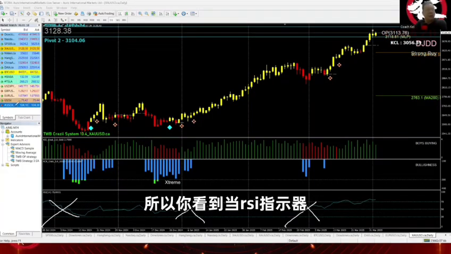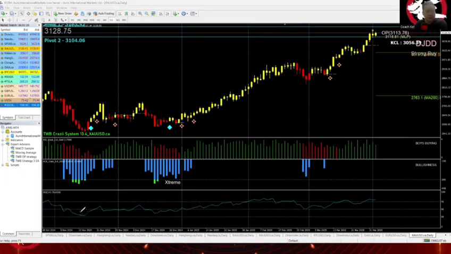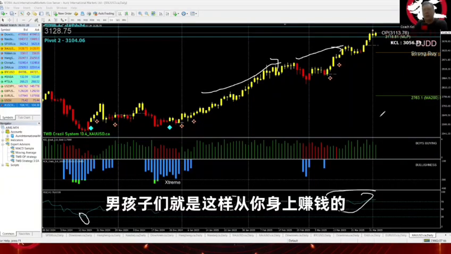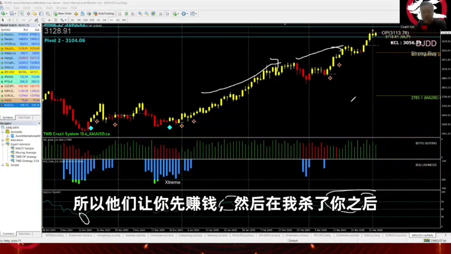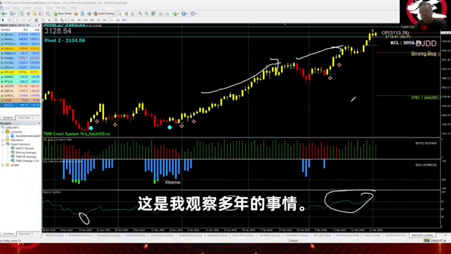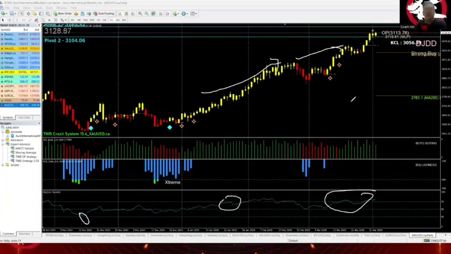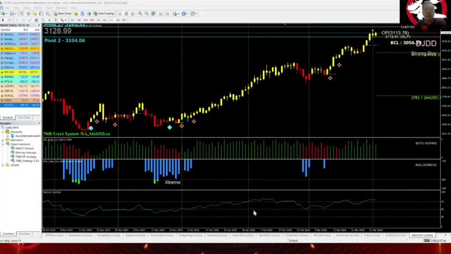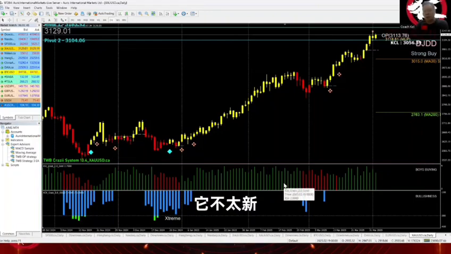So you see, when the RSI indicator gives a buy or a sell, which is perfect, later on when the market is trending, the oscillator will break. And that is how the boys make the money off you. They let you make money first, and after that kill you. This is something that I've been observing for so many years, and that's the reason why I say no way. That's why I am an indicator trader. I trade indicators a lot, guys. You can think of any indicator, it's not new to me. If not, I would have used them all before.